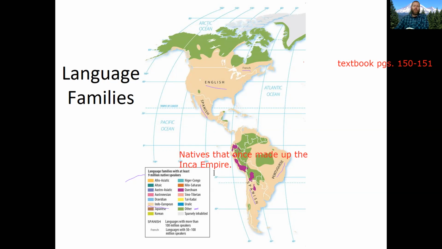And of course, within the Quechuan language family, there are a lot of languages within that family. And so those are the two language families you still see with quite a few members or speakers in the New World.